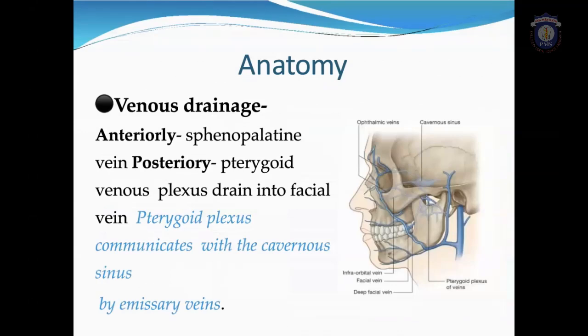Now let's see the venous drainage. Anteriorly, it drains into the sphenopalatine vein, whereas posteriorly, it drains through the pterygoid venous plexus, which again drains into the facial vein. And we should know that the pterygoid plexus communicates with the cavernous sinus by means of emissary veins.